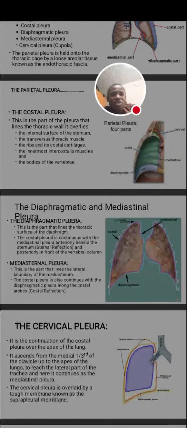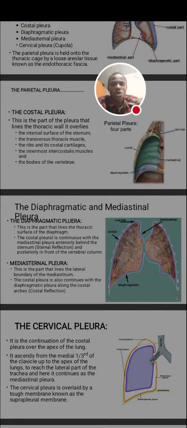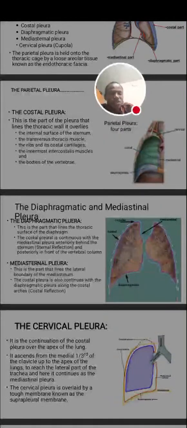Remember, the transversus thoracis muscle is divided into 3. We call it SIS: S for the subcostalis, I for the intercostalis, and the other S for the sternocostalis. So now we have the internal surface of the pleura. It overlies the transversus thoracis. It also overlies the ribs and the costal surface.